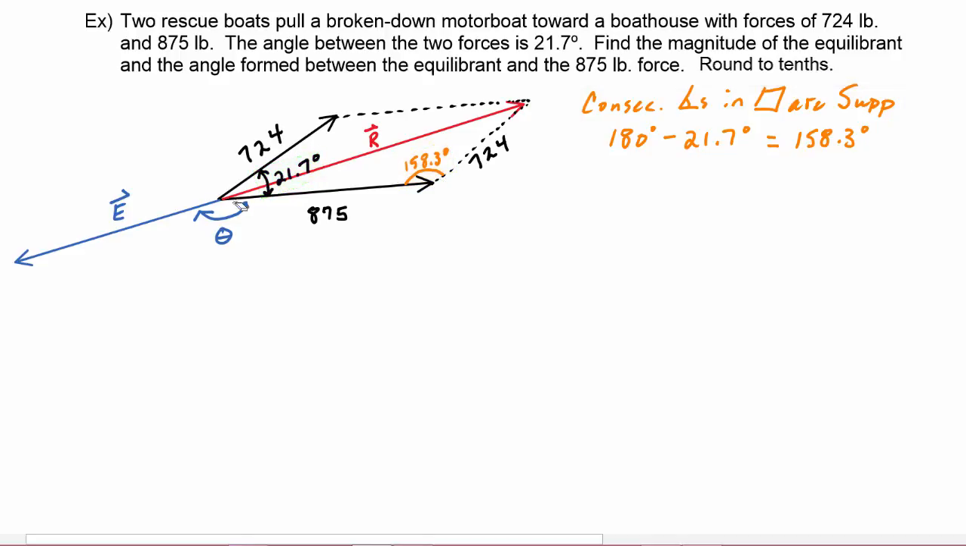Now, as we analyze this triangle, we see that we have side, angle, side, and whenever we have side, angle, side, we know that we can use law of cosines. So we will be able to solve for the length of the resultant, and remember that the length of the resultant is the magnitude of r.